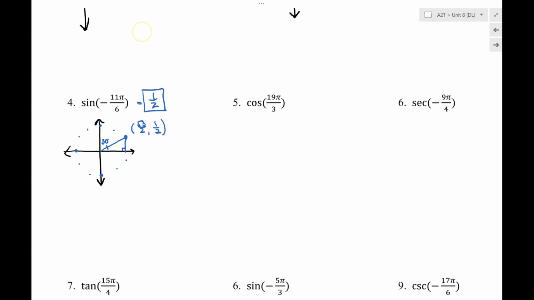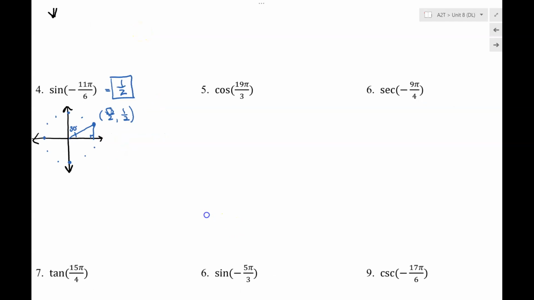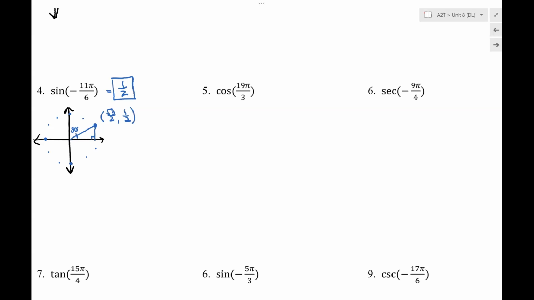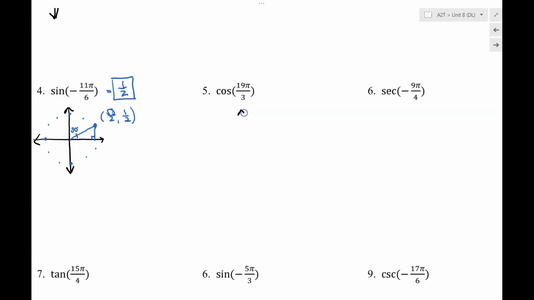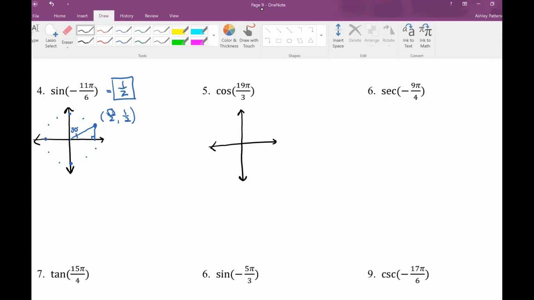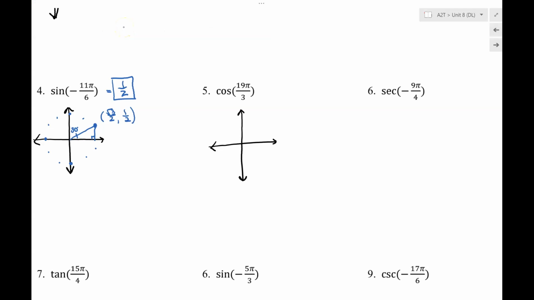All right, cosine of 19 pi over 3. Nice. Okay, so now we're looking at denominator of 3. This means that it is going to be a 60-degree reference angle, but we're not entirely sure what quadrant we're in, which is going to determine if cosine is positive or negative. All right, well, denominator of 3. Gosh, that means that 6 pi over 3 is 2 pi.